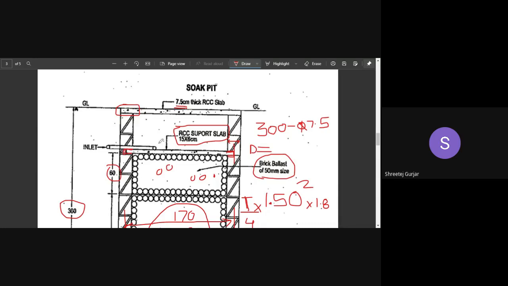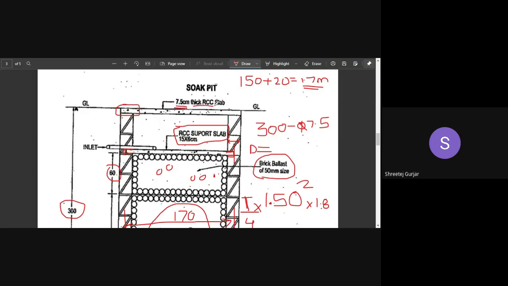So what will be the total length now? It will be the inner distance, that is 150, plus 10 centimeters bearing on this side plus 10 centimeters bearing on this side. So I will write directly as 20. So the total length is 1.7 meters, right? And then that is your diameter, right? 1.7, pi by 4 into 1.7 squared.